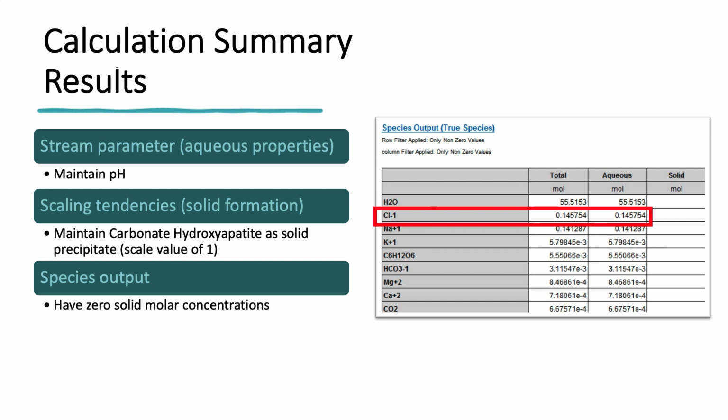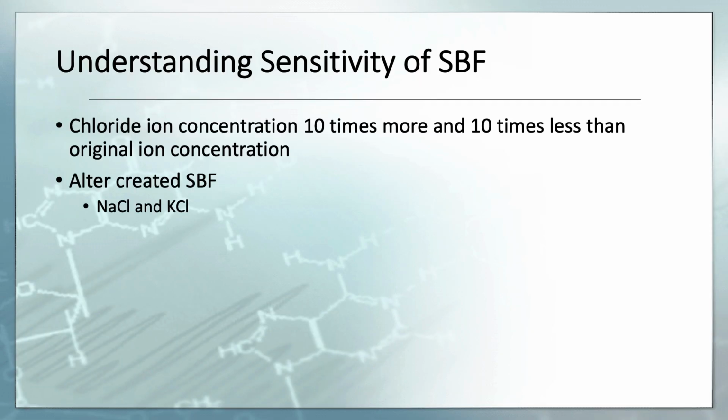For a greater understanding of the created SBF, the mass of certain components in the SBF were altered with the desire of this chloride ion concentration, in red, to be 10 times more and 10 times less than the original chloride ion concentration. So what we did was take the previous chloride ion concentration we saw highlighted in red and multiplied it by 10 and divided it by 10 to give us the goal in mind of what chloride concentration we are looking for.